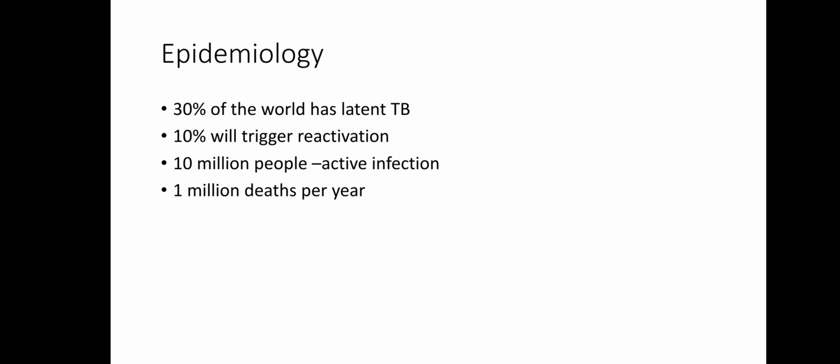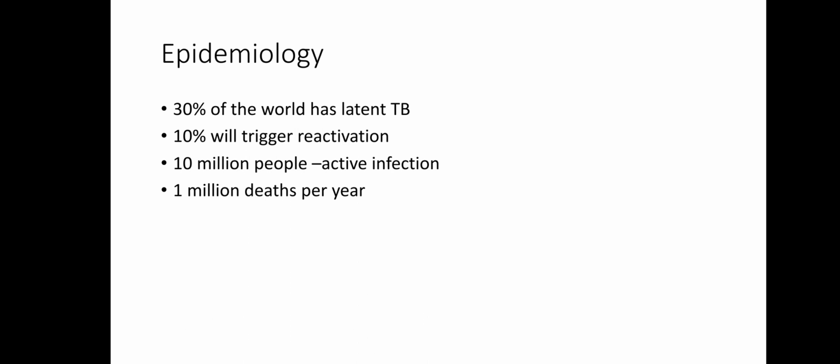So epidemiology: 30% of the world has latent TB. Latent TB is basically when you have the disease, but you don't show the signs and symptoms. That means the bacteria is dormant, it's sleeping in your body, but you still have it. And out of those 30%, 10% will trigger reactivation, which means now actually manifesting the disease, showing the signs and symptoms of TB.